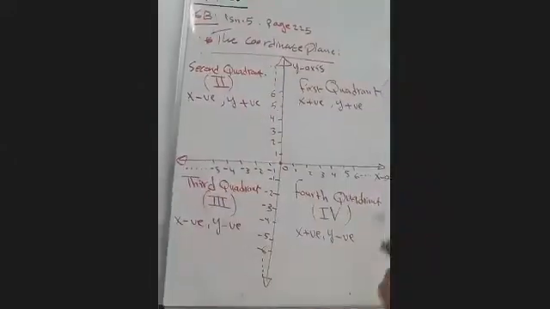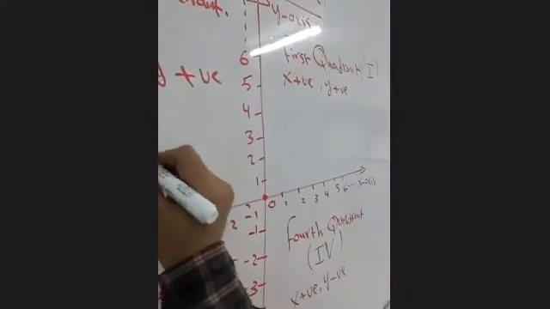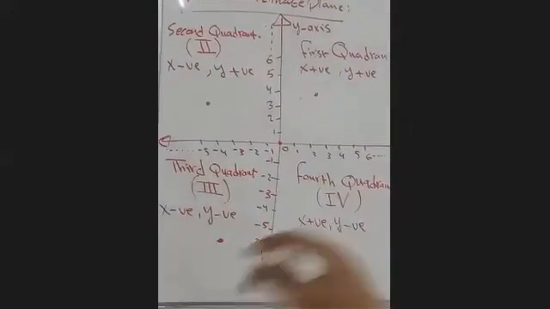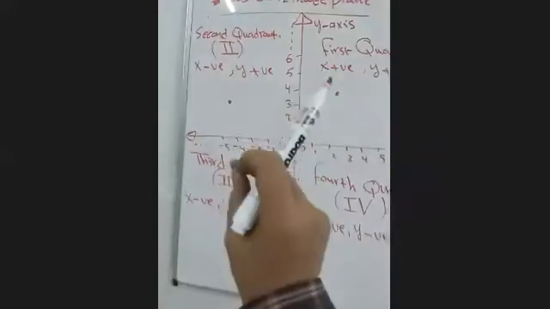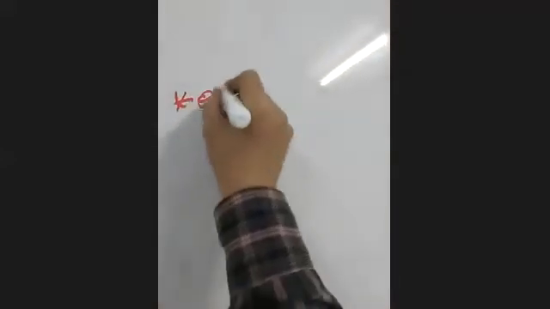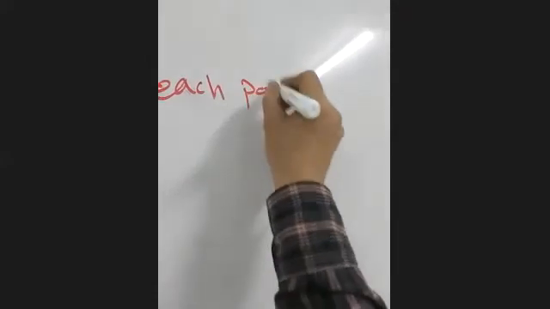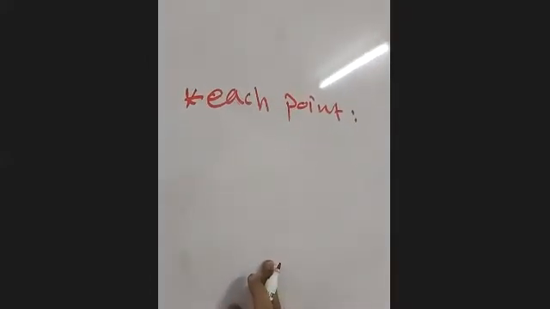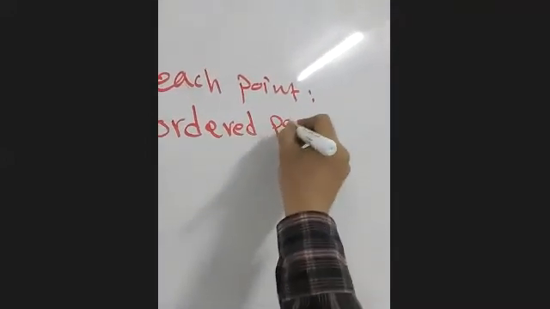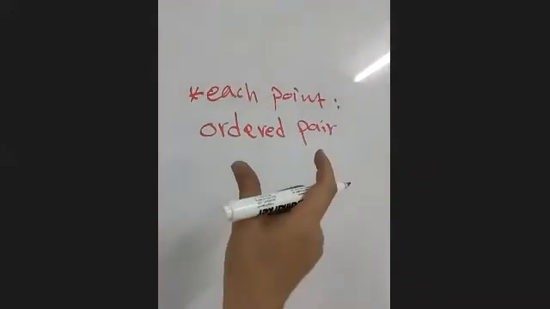This coordinate plane, guys, has points. How many points? A lot of points. Infinitely many points. Each point in the coordinate plane, guys, and please focus here, please. Each point in the coordinate plane, we call it ordered pair. So each point in the coordinate plane, we call it ordered pair.